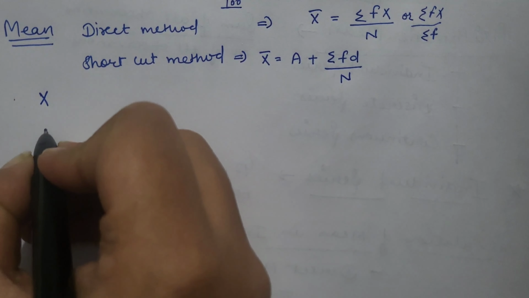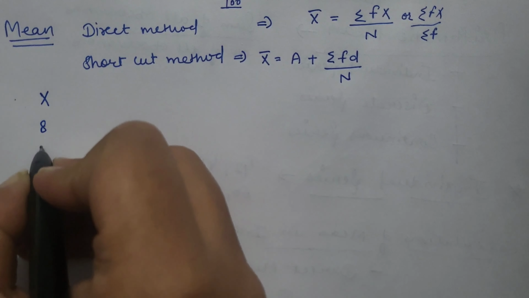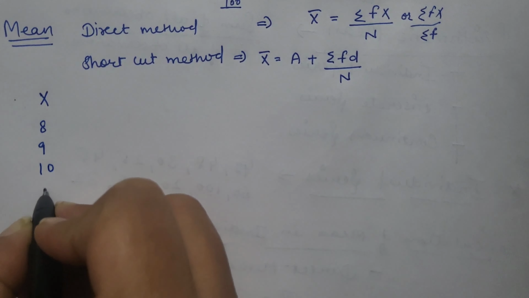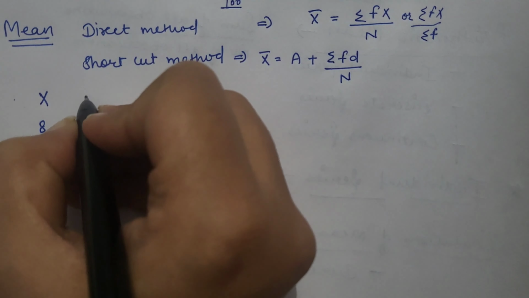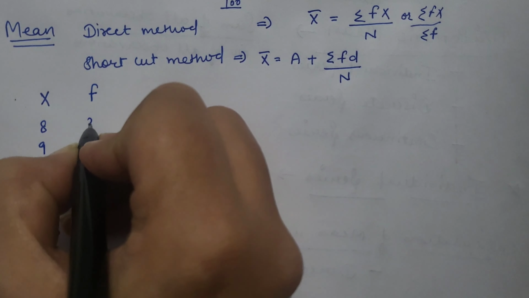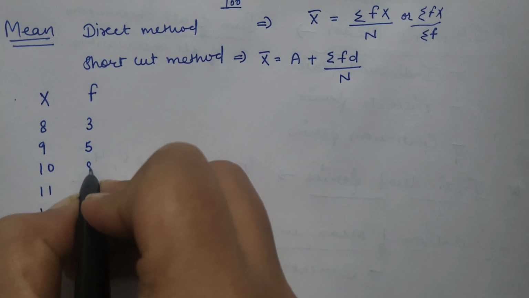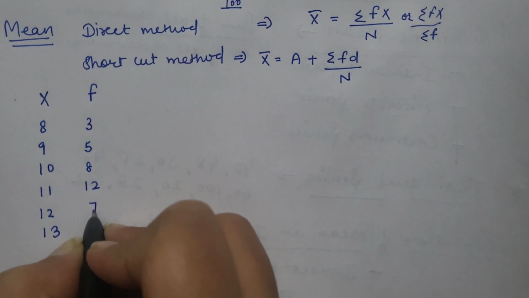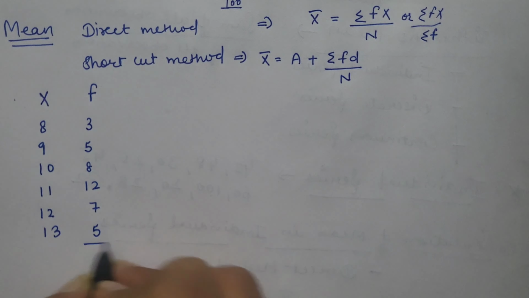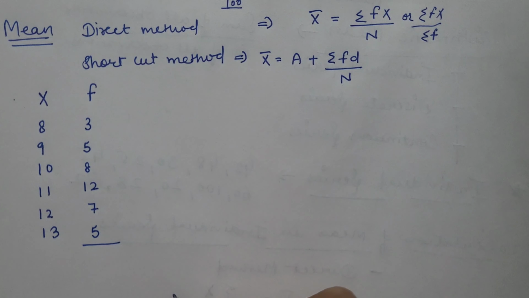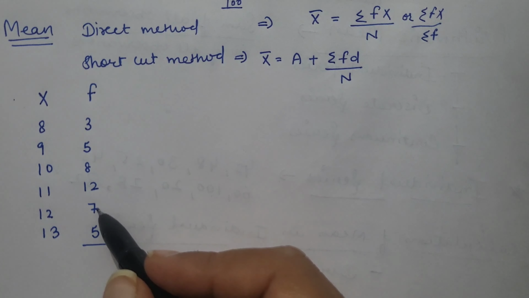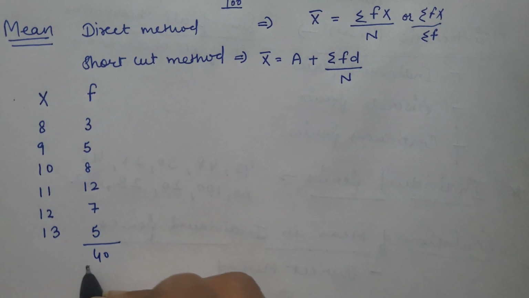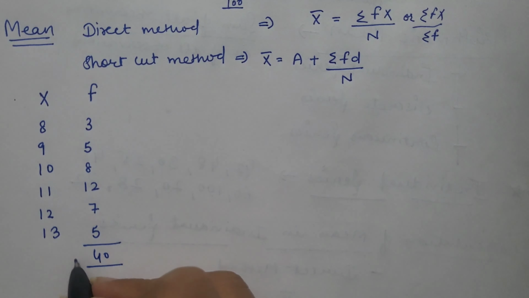Here I am taking an example where x is 8, 9, 10, 11, 12 and 13. And frequency is 3, 5, 8, 12, 7 and 5. Let's calculate the frequency first. 5, 3, 8, 8, 16, 12, 28, 7, 35 and 5, 40. So n here is 40.